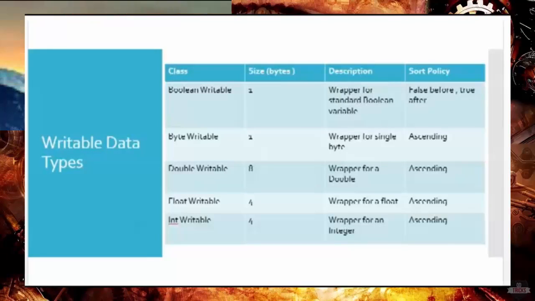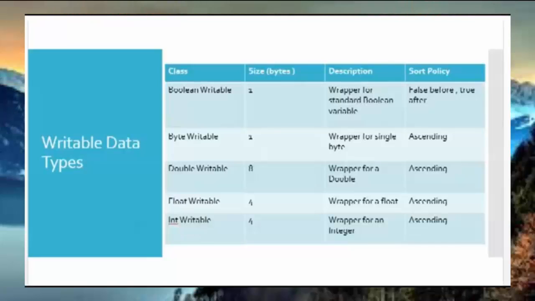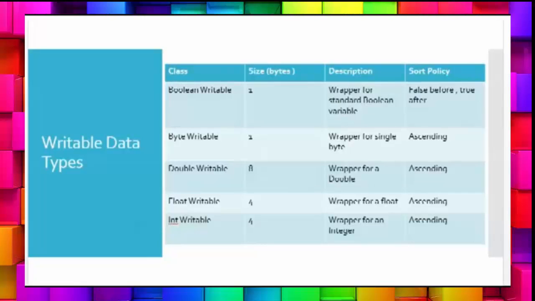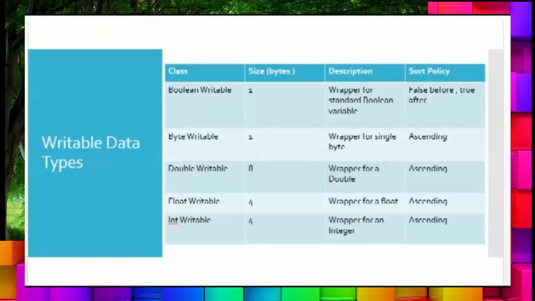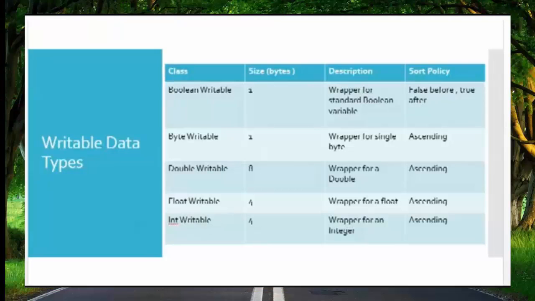And you can see that text doesn't have to be designated as a writable. All the numeric values do, though. And notice they're described as wrappers. They're wrappers for the Java primitives. Notice the last entry in the chart, your writable.